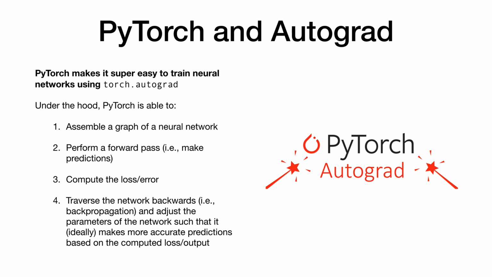So once you've constructed your model architecture, under the hood, PyTorch is assembling a graph of the neural network. It's performing a forward pass where you're making your predictions. Then you'll compute your loss and error using PyTorch functions. And then using Autograd, you can traverse the network backwards, perform backpropagation, and then update the model parameters such that ideally your next set of predictions will be more accurate.